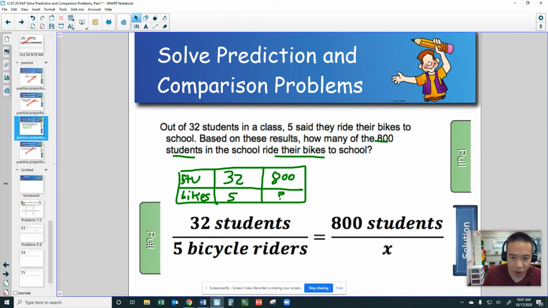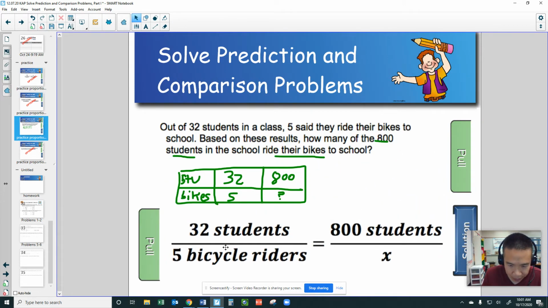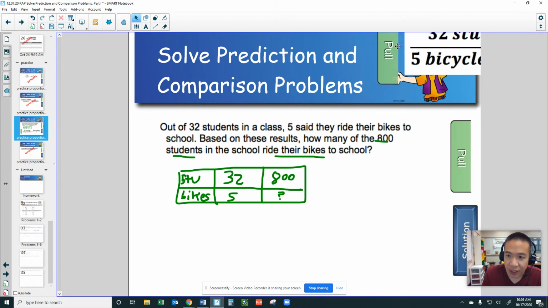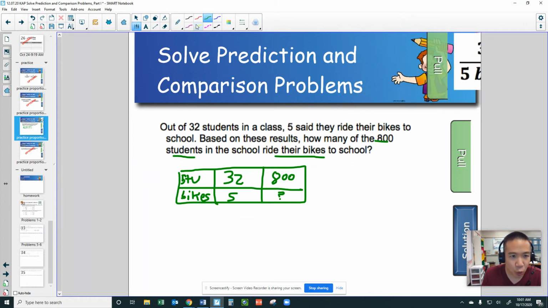Another way you could do it is something called proportion, where it's the same thing, but you could write it this way: 32 students, 800 students. Oh, it's the same thing. And 5 bicycle equals X. So it's the same thing. So now we need to find the relationship. We can do a side to side relationship, or we could do an up and down relationship. Find which one is easier for you. I'm going to do a side to side relationship.